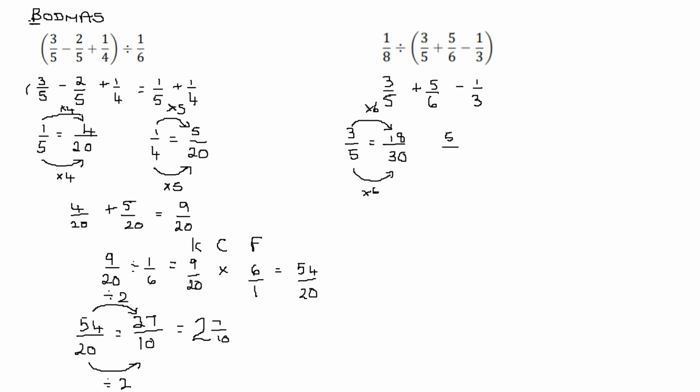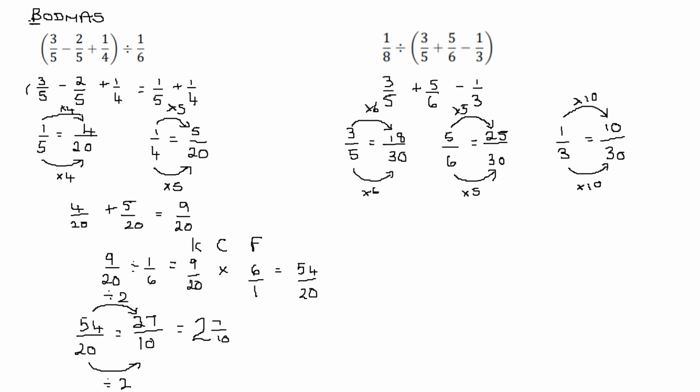Now I need to convert 5 over 6 into an equivalent fraction with a denominator of 30. So I'm going to multiply that by 5. I'm going to do the same here. I'm going to multiply by 5, and that's going to give me a numerator of 25. And then I also need to convert my 1/3. That will give me 30. Multiplying by 10, multiplying the top by 10, that will give me 10.